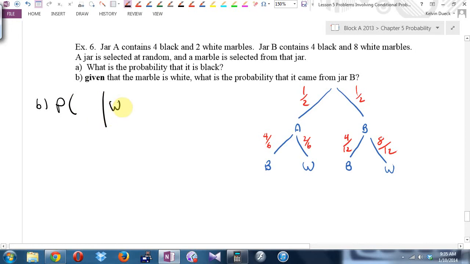W. What do they want me to find? Going backwards up the tree. Good, try this on your own.